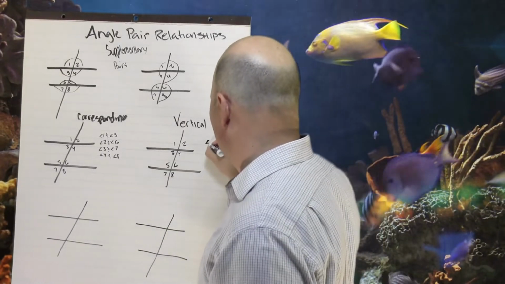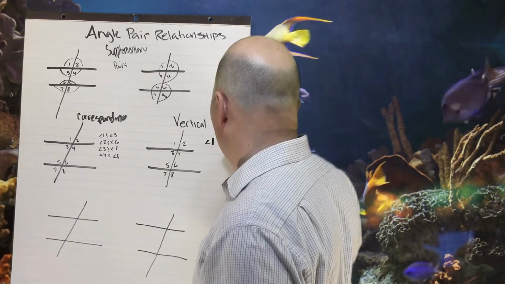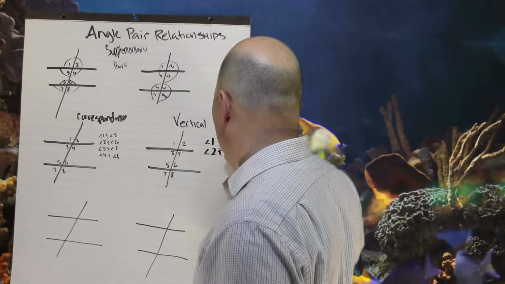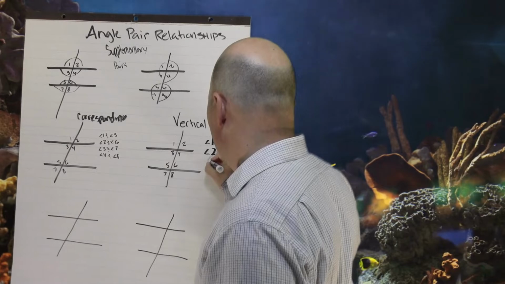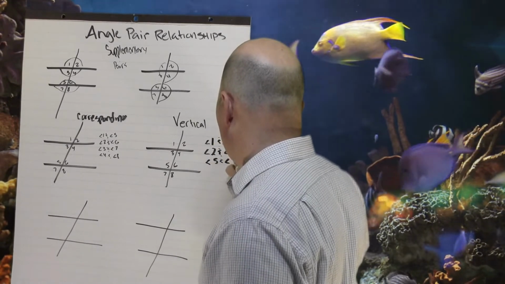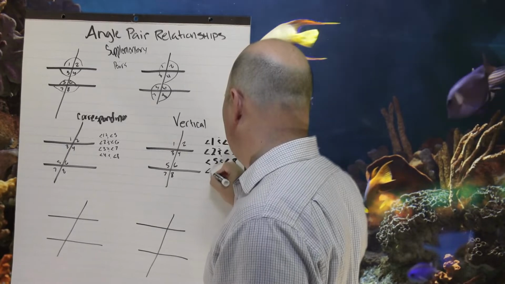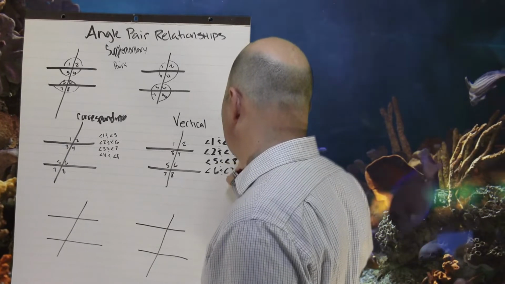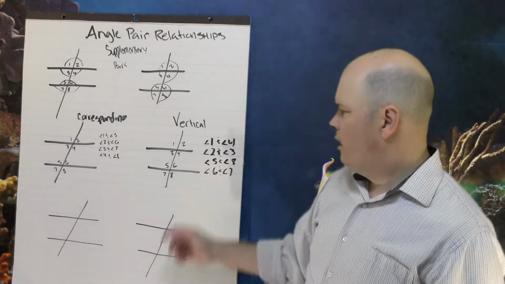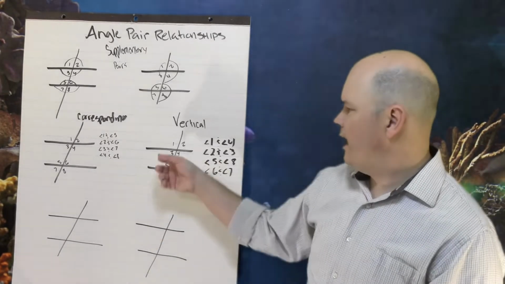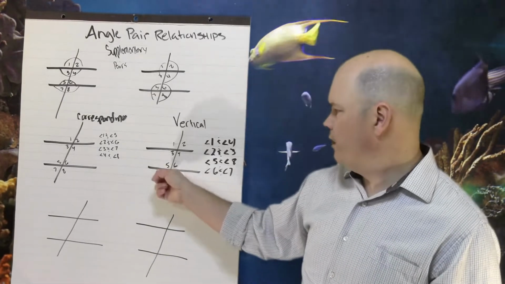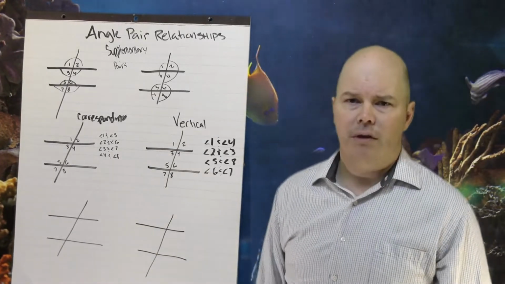So I'm just going to write those down. Angle 1 and angle 4, angle 2 and angle 3, angle 5 and angle 8, and angle 6 and angle 7. Those are my angle pairs. So if angle 2 was equal to 30 degrees, then angle 3 would be equal to 30 degrees. If angle 8 was 150 degrees, then angle 5 is 150 degrees.